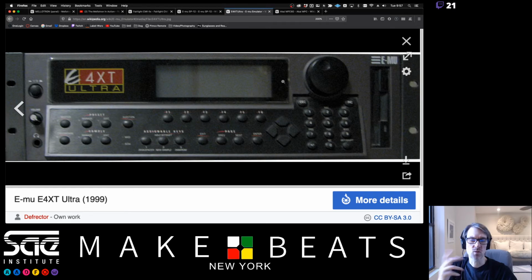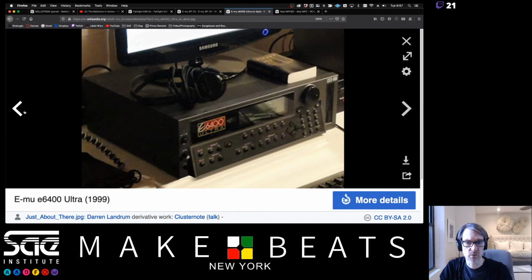But you can see these are just rack units. They don't have keyboards attached to them. You had to connect them up to a keyboard. Just had everything inside of it. And they're used in a lot of studios. The thing about these that was really cool was they had a great filter in them. The filter inside of these was really fantastic. It was a very musical filter. They were used for a lot of electronic music production, especially in Europe.